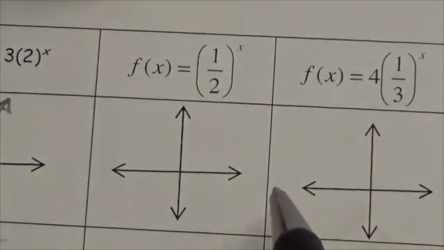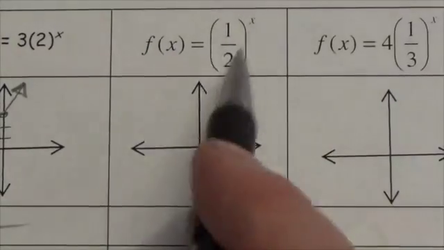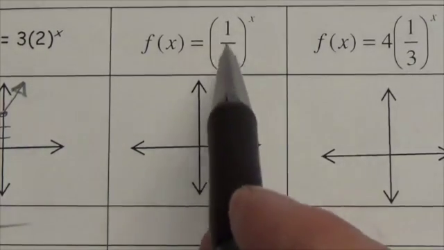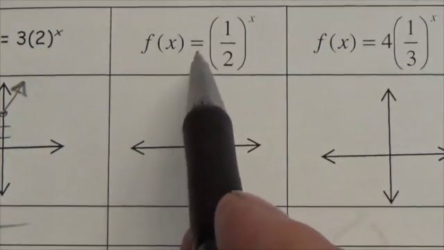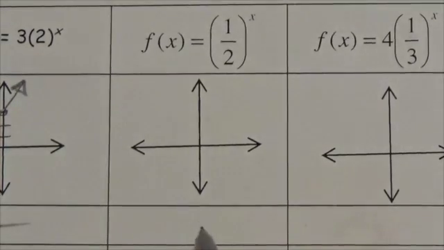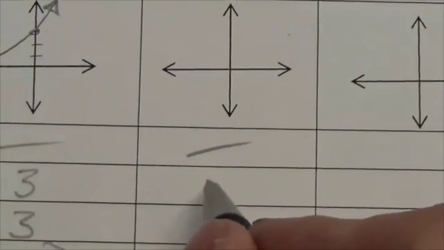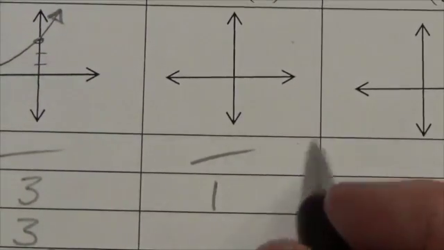1/2 to the x. Well, what's the coefficient in front of the power? No, not 1/2, that's the base of the power, the number in front of the power. Well, if it's not written, we assume it's 1. The first line is the x-intercept, there's no x-intercept. The second line here was the coefficient, which is just 1, which means the y-intercept is just going to be 1. The domain, once again, is going to be all reals.